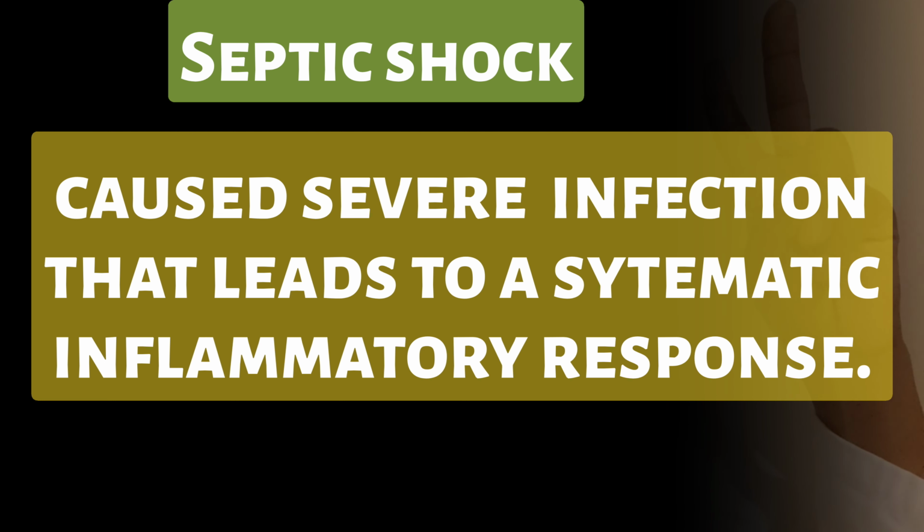Septic shock is one under distributive shock. This is caused by severe infection that leads to a systemic inflammatory response. You understand? You have an infection that causes your system to have inflammation. And if you have inflammation, even your blood vessels are going to be affected by this inflammation. And what happens when there is inflammation? The flow of blood is affected. So that is the first one, septic.